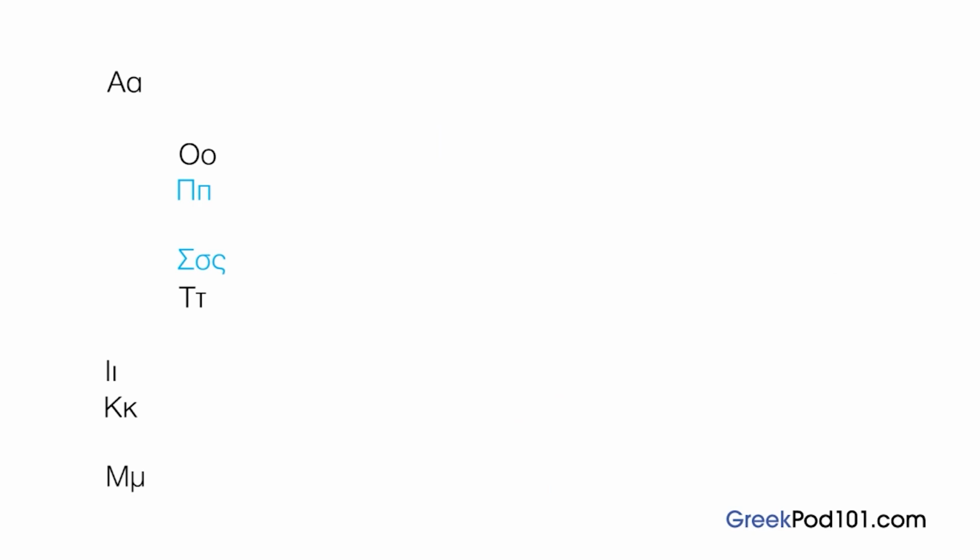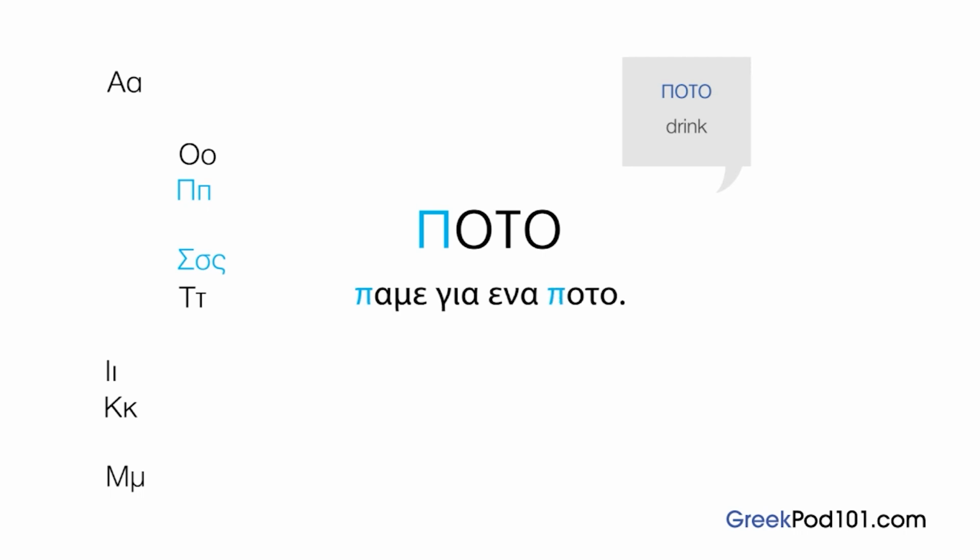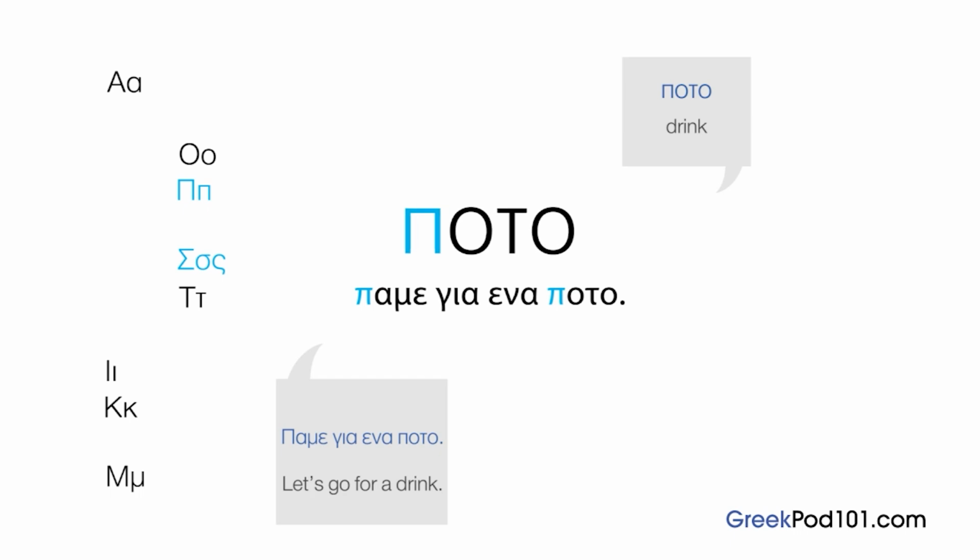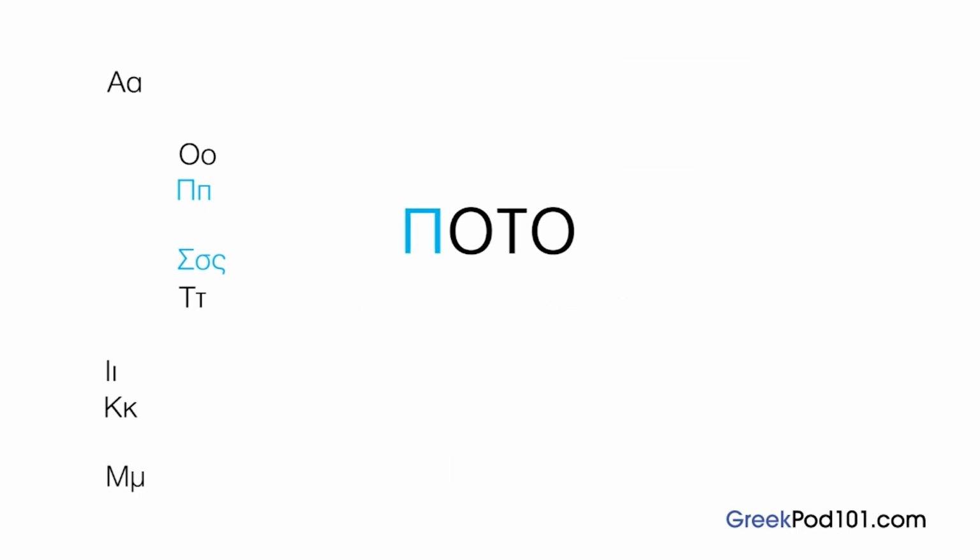Is there something more simple we can write with these letters? Well, there is. Actually, something very useful. How about the word poto, meaning drink, as in πάμε για ένα ποτό, or let's go for a drink. Here it is, poto, and it's handwritten like this.